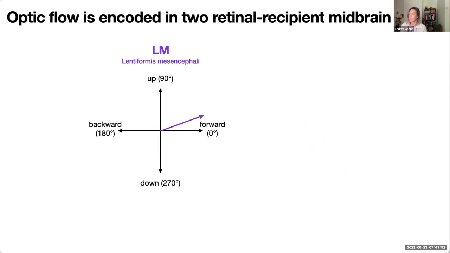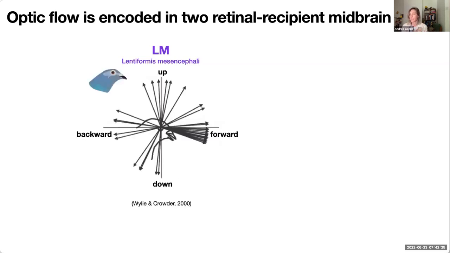The pathway that processes optic flow is called the accessory optic system. In birds, optic flow is analyzed by two brainstem nuclei in the AOS called the LM, or lentiformis mesencephali, and the nBOR, which have large receptive fields and respond to direction and speed. After recording a cell's response to large field motion in a series of directions, we can calculate the mean vector of that response, which gives you the preferred direction. That's what the purple arrow indicates. After you record from a bunch of these neurons, like an entire population, you can plot each cell's preferred direction and see the distribution of responses.